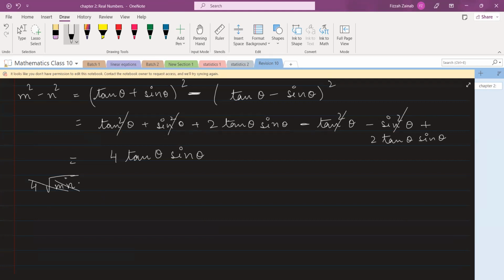Or let us first find out simply what is m multiplied by n. All right, Hamna, then we can take square root. Otherwise, in every step, you have to put a square root. Is that okay? Yes, ma'am. Okay, so m was tan theta plus sine theta, and n is tan theta minus sine theta.